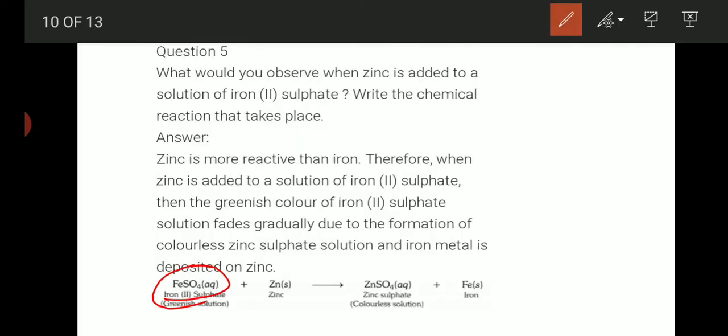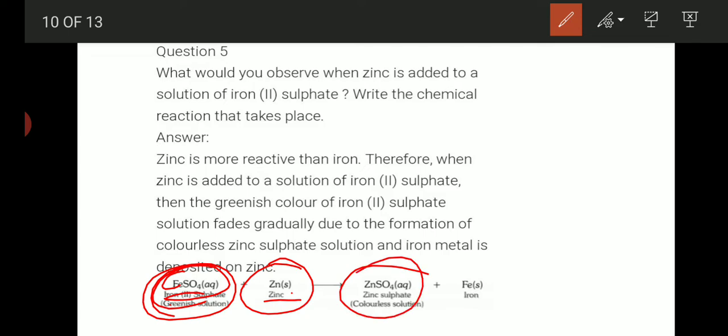See this FeSO4 and zinc. See the metals, okay? Zinc and iron. Zinc is more reactive than iron, so it displaces iron from this solution and it becomes zinc sulfate. And it is a colorless solution. The green color fades, so that solution becomes colorless, and also this iron deposits on the zinc.